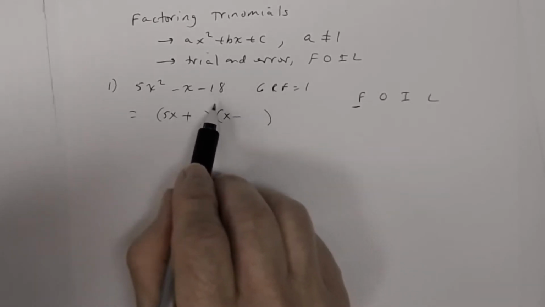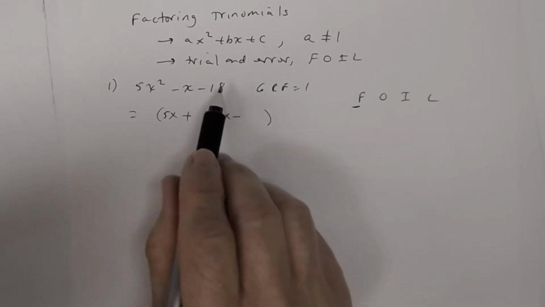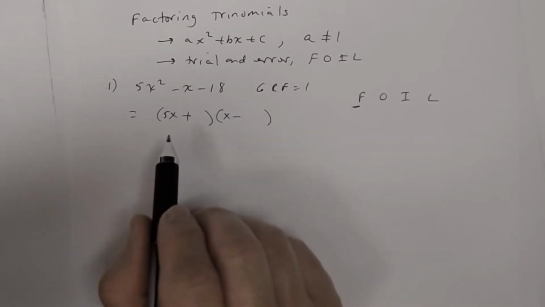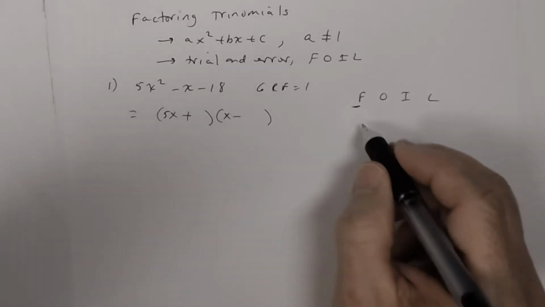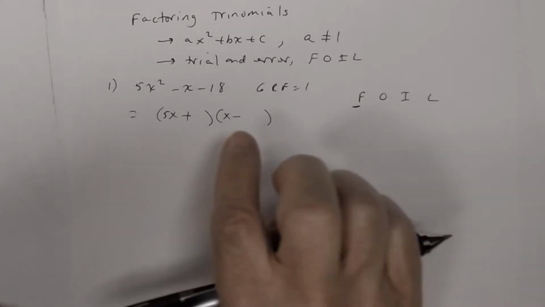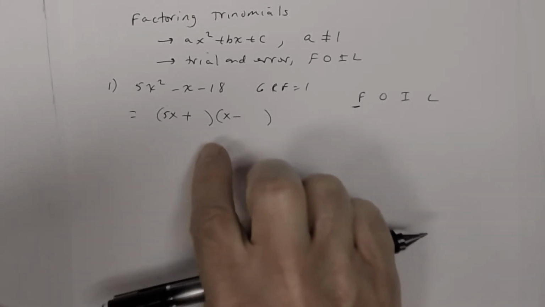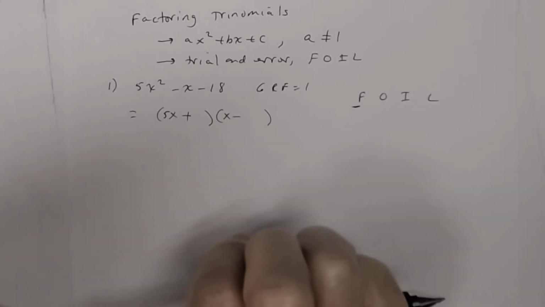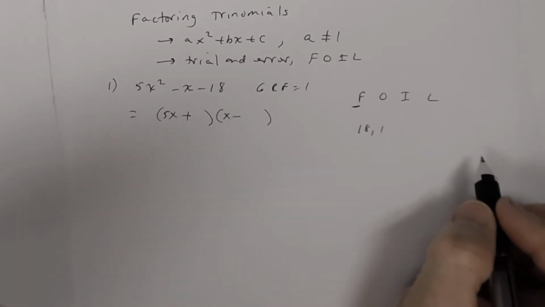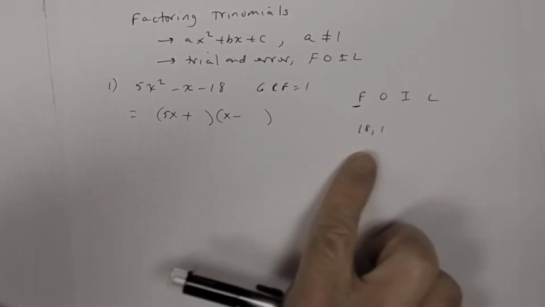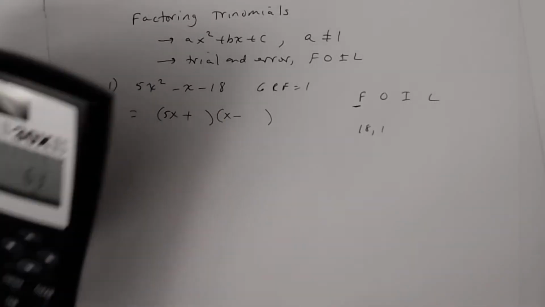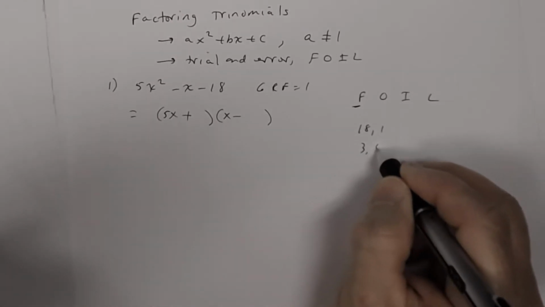Now, look at the absolute value of negative 18. The absolute value of negative 18 is 18, right? 18 is not prime. 18 is composite. So what are the possibilities for 18? What are the factors of 18? What two factors multiplied together will give you 18? Well, obviously 18 and 1, because 18 times 1 is 18. Remember, you're looking for two factors whose product is 18, and again, use your calculator if you need to. And you know that 3 times 6 is 18, right?